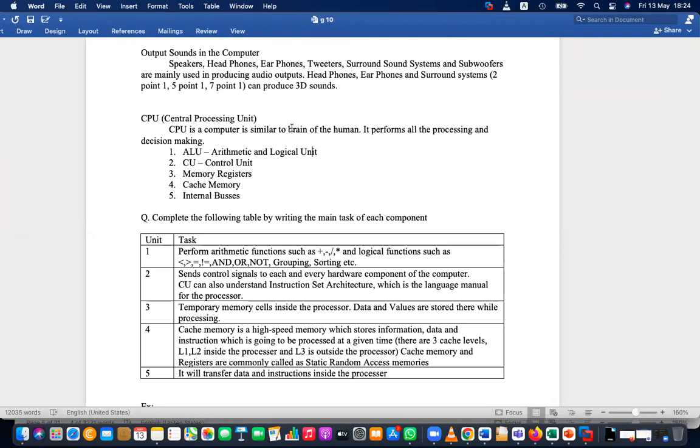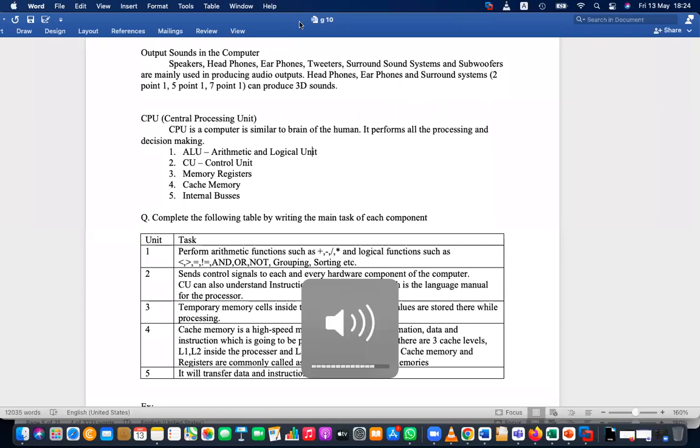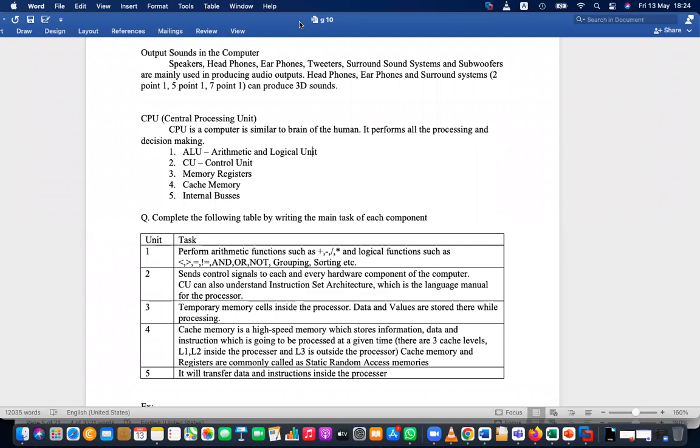Okay, what are the components of this CPU? One of the most important, prominent, number one main components of the CPU is the ALU. ALU means arithmetic and logical unit, or sometimes we call it arithmetic logic unit. What is done there? Addition, subtraction, multiplication, division, like mathematical operations, and also logical operations such as comparisons.